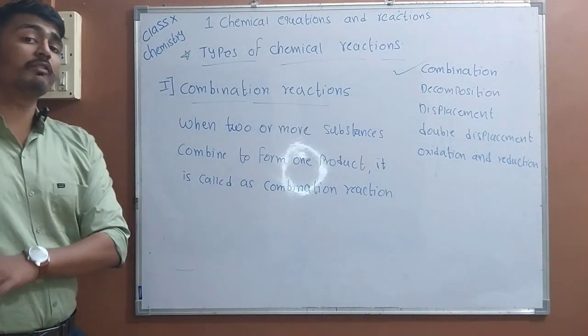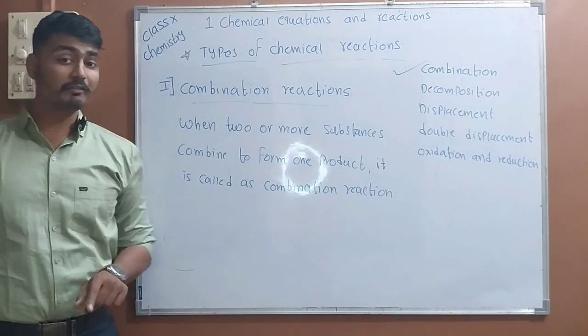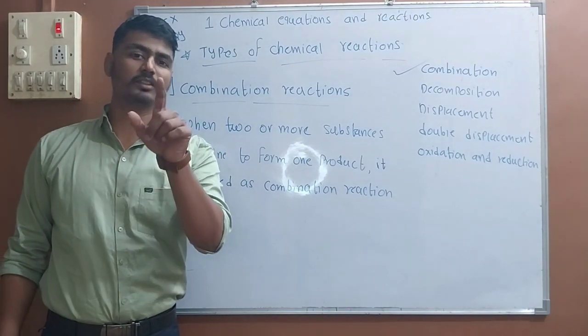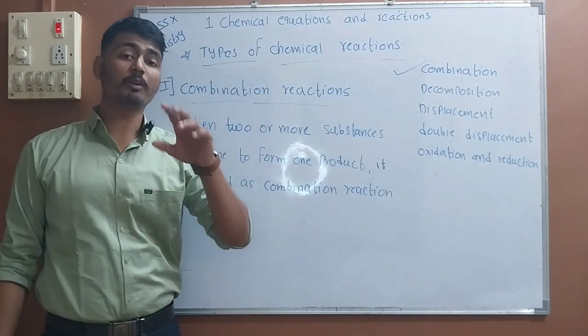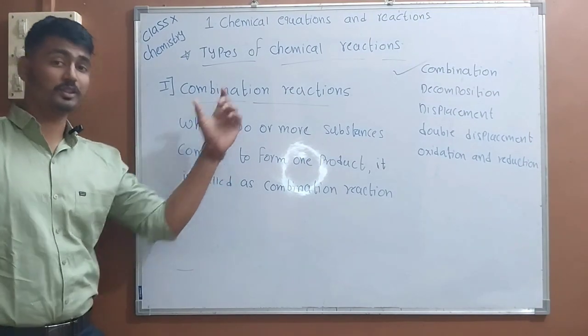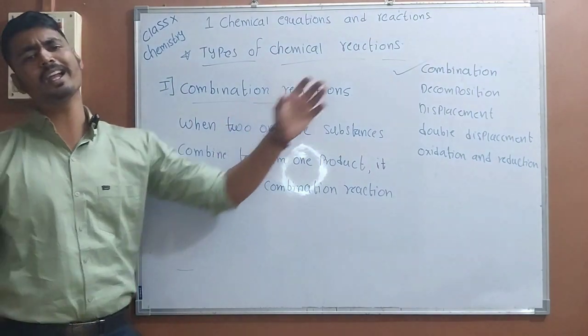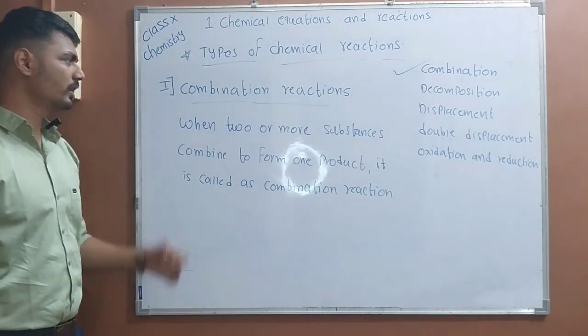Now just rewind the video to the reaction which we have written earlier. Can we say that the type of that reaction is combination reaction? What was the reaction? CO2 plus H2 gives CH3OH. Yes, why not? Two or more substances combine to make one product. So that is called a combination reaction.